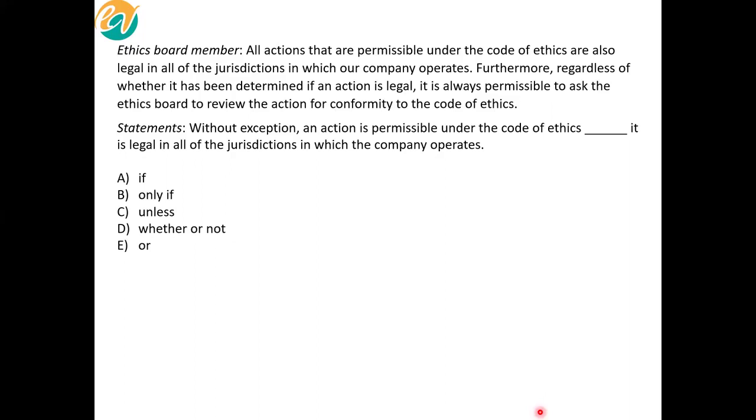Which one? All right, all right. Very, very nice. Now, actually, one thing is obviously that this question, the statement itself, is clearly asking you for a relationship between legal and code of ethics. And notice the very first sentence directly addresses that, right? All actions that are permissible under the code of ethics are also legal.